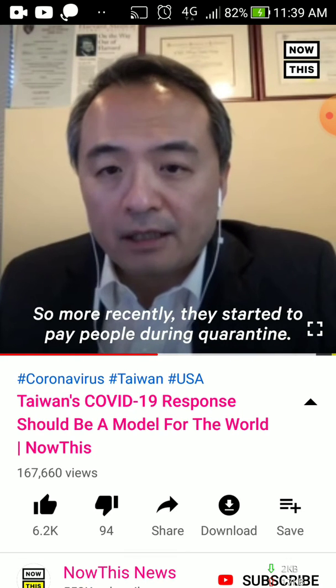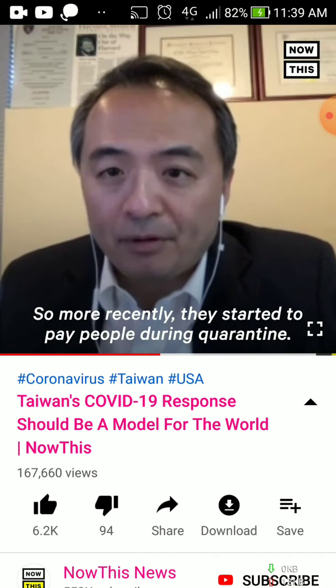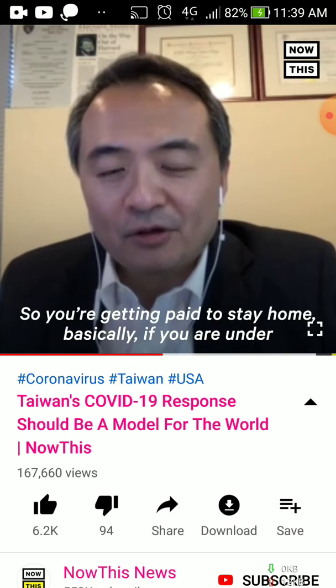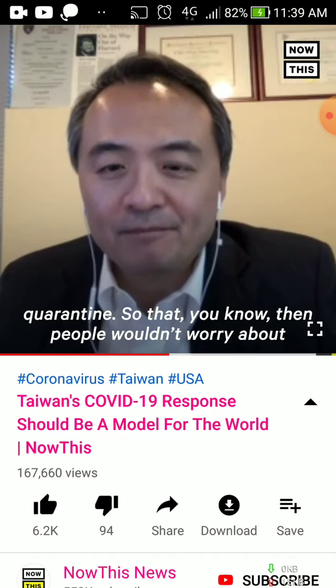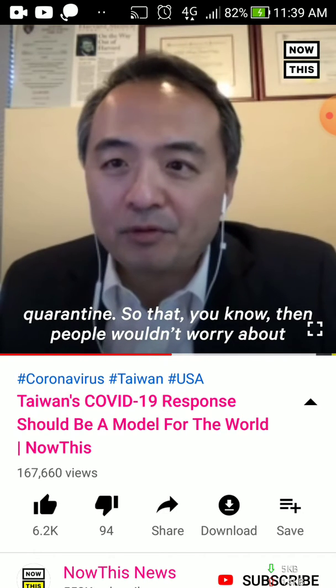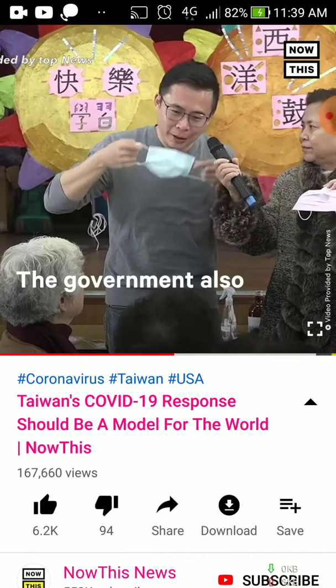So more recently, they started to pay people during quarantine. So you're getting paid to stay home, basically, if you're under quarantine. So that, then people wouldn't worry about food or housing.